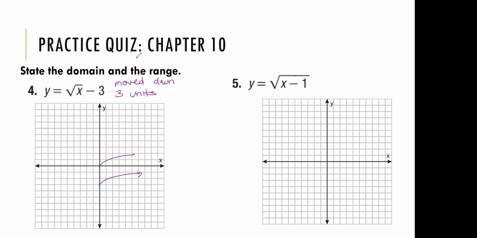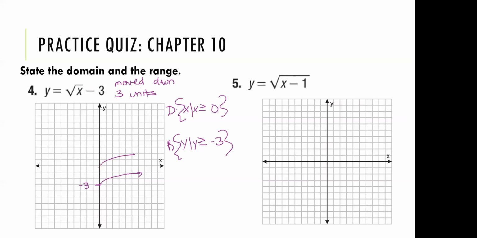So when we are writing our domain, remember those are the x values. Along the x values, they're still going to be increasing, but they started at 0, right? So x has to be greater than or equal to 0. And then for the range, the y values, this is our y-axis, the y value started here at negative 3. So y has to be greater than or equal to negative 3, okay?